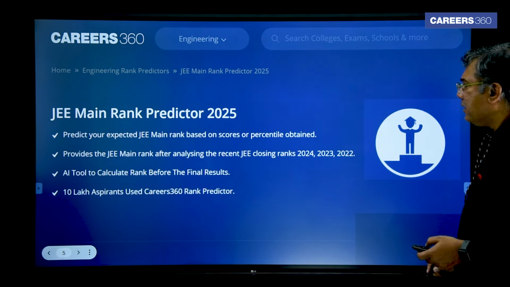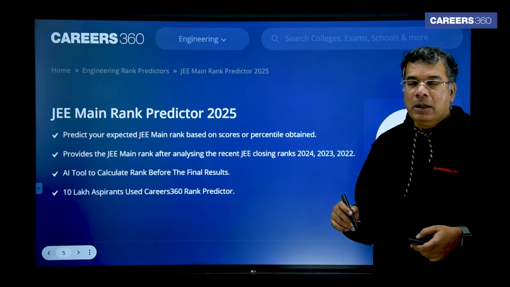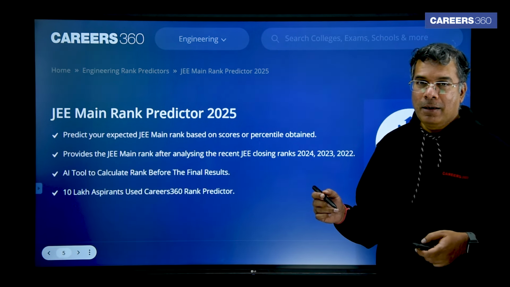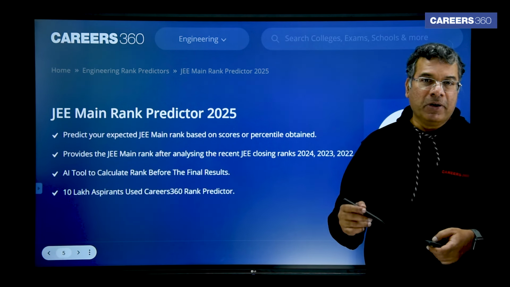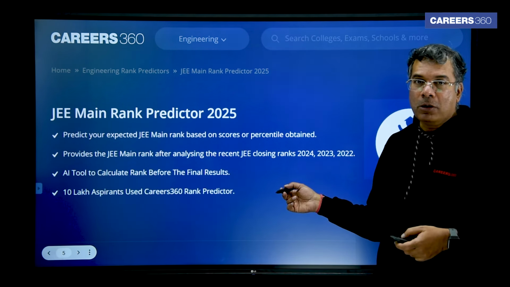How do we deal with this entire thing? So Career 360 developed a rank predictor. You put your score, it gets your percentile. You put your percentile, it gets your rank. It's a simple tool that we created based on an algorithm at the back end, which factored in all these things that I just now talked about.